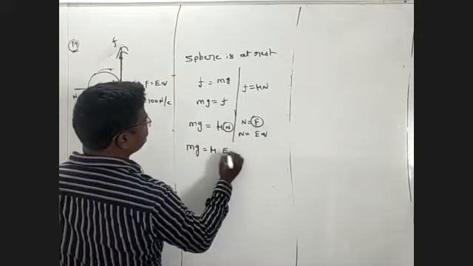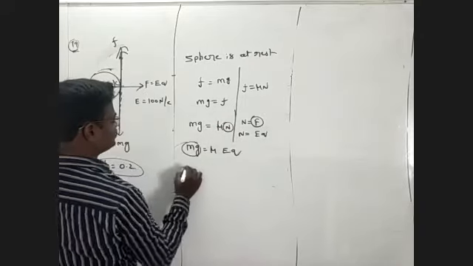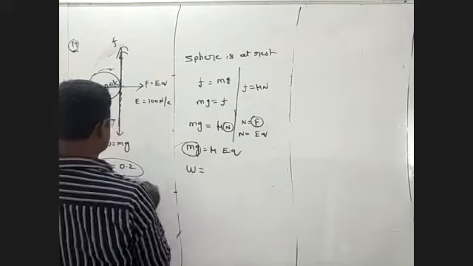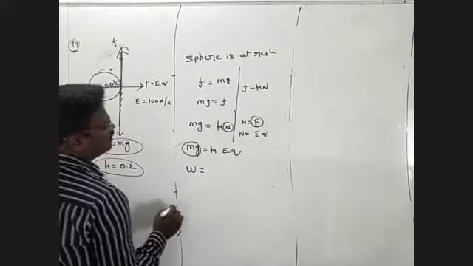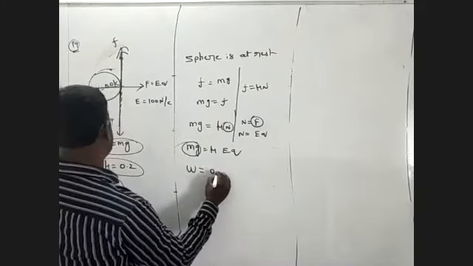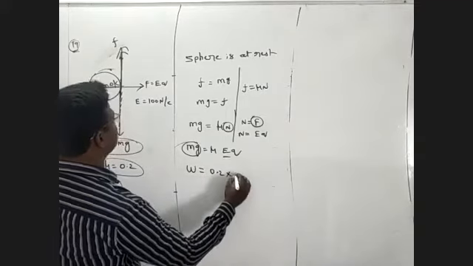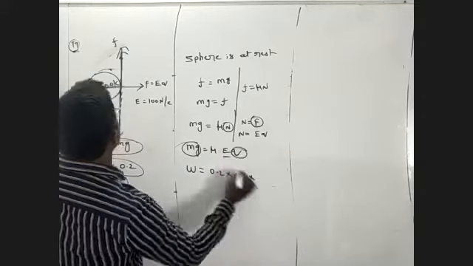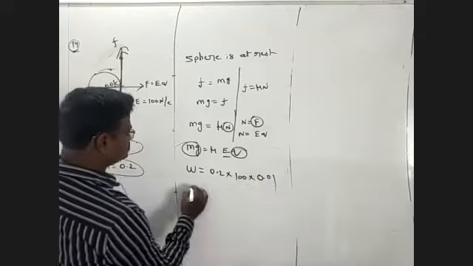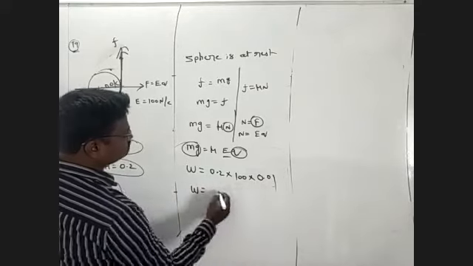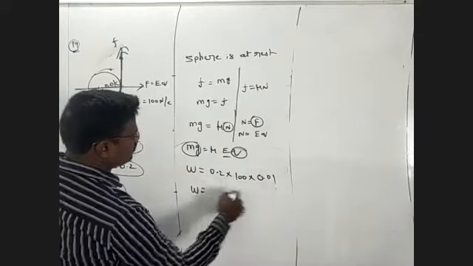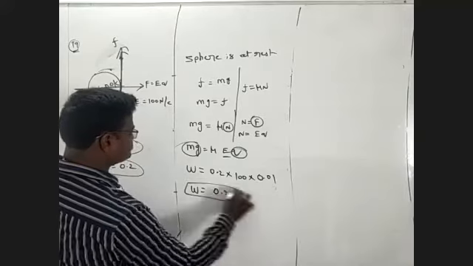N means EQ. We are going to find the weight. W is equal to mu EQ. Mu means 0.2 and E means 100. Q is 0.01, which is 1, and 0.2 gives this weight.